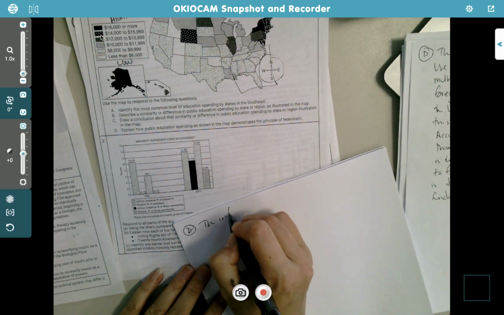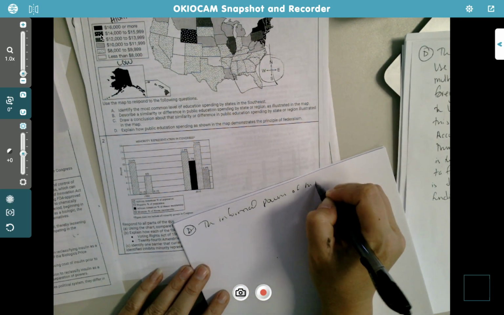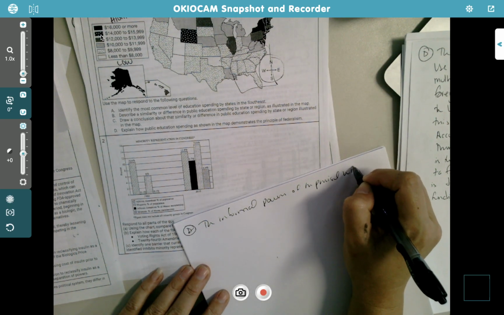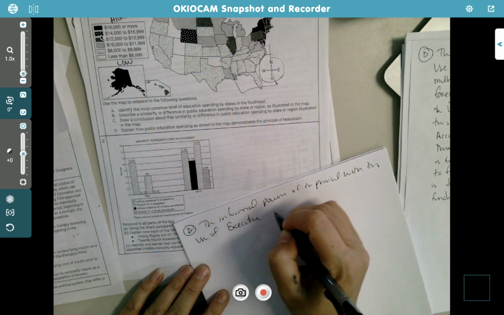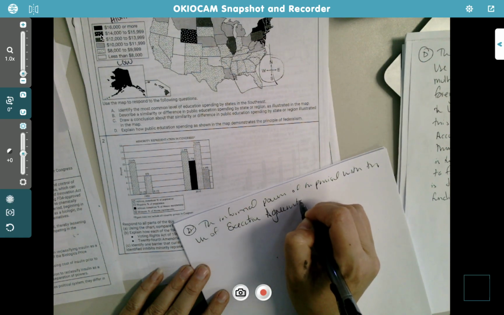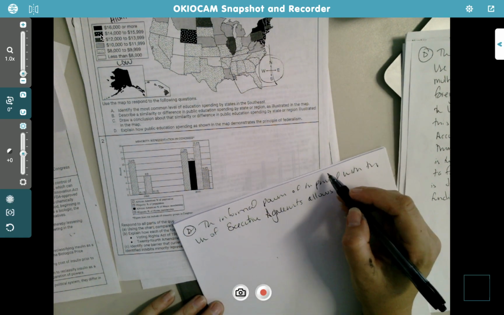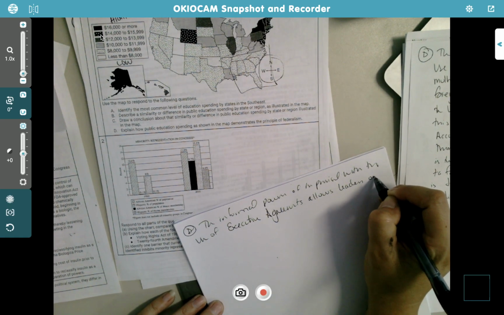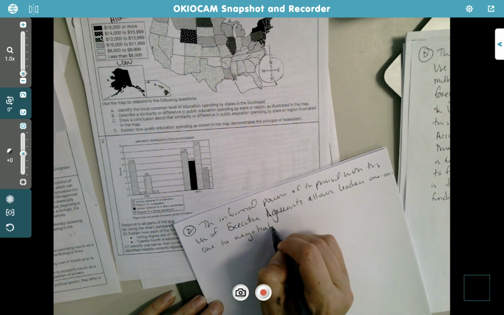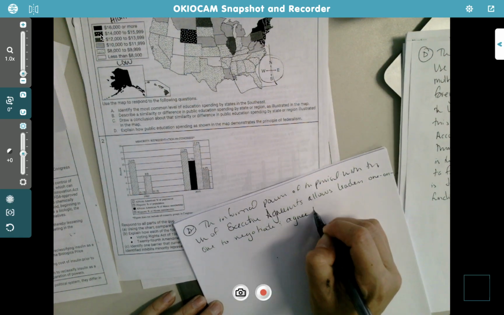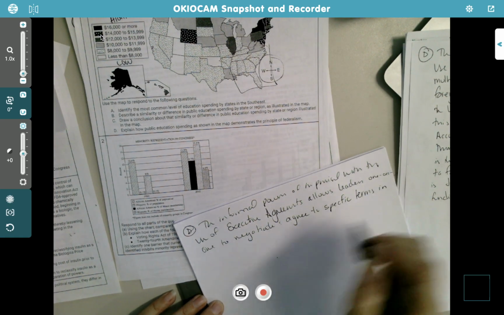Here we go. The informal powers of the president, with their use of executive agreements, allows leaders one-on-one to negotiate and agree to specific terms in the room.